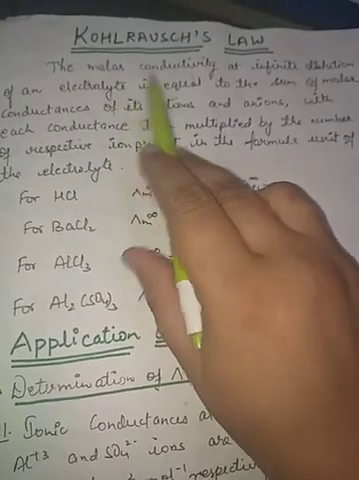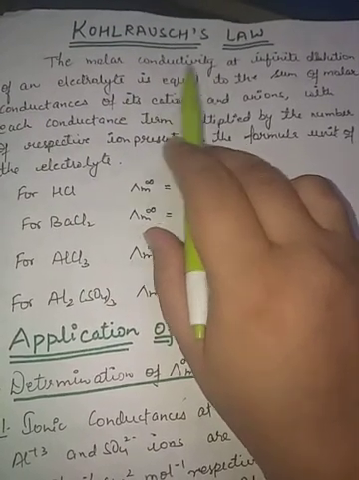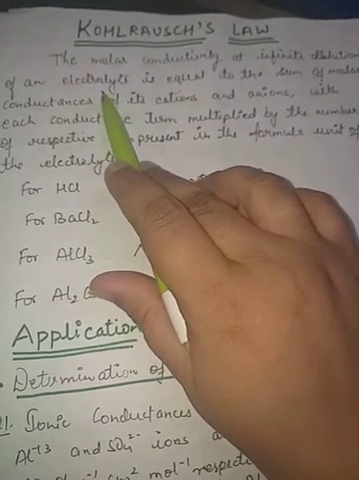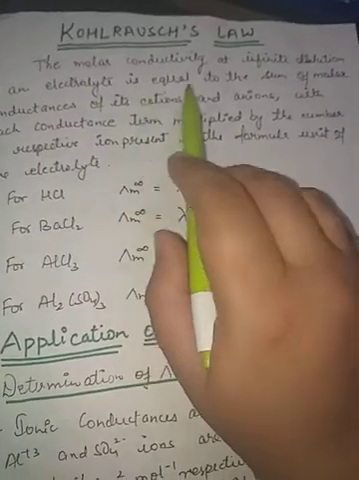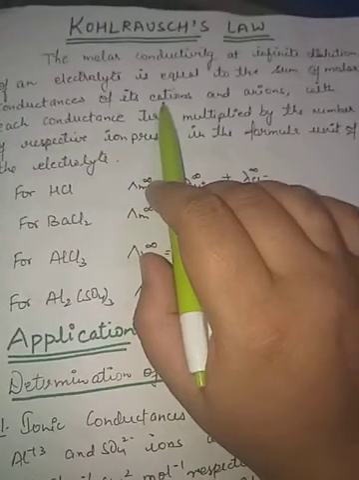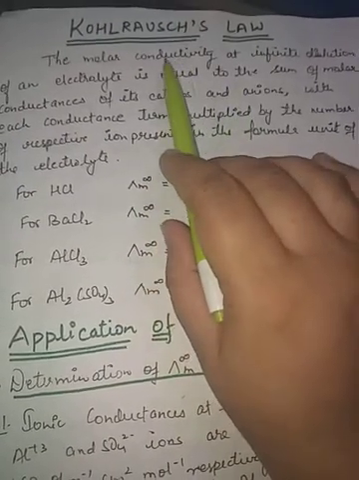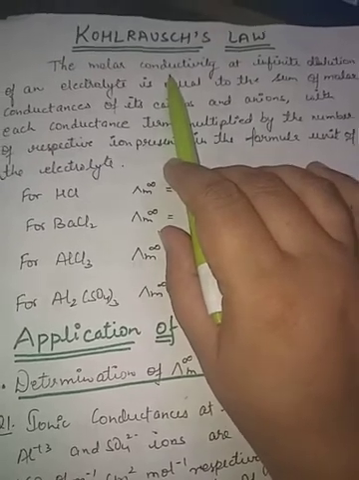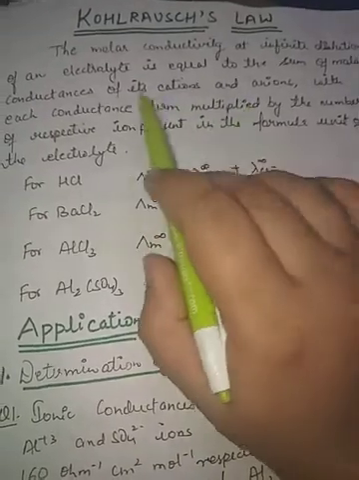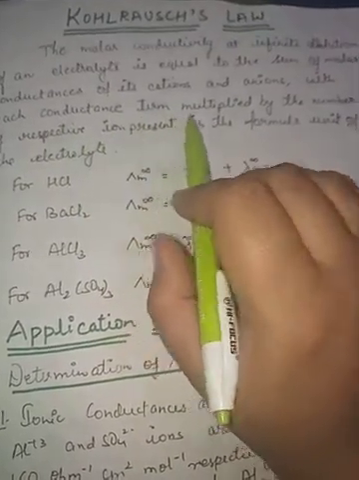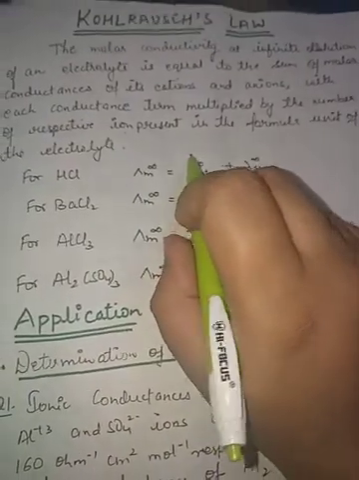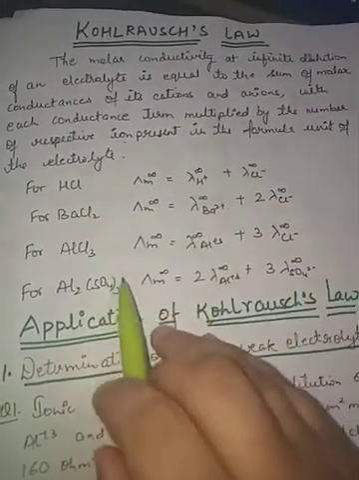The molar conductivity at infinite dilution for an electrolyte, here he talked about any of the electrolytes whether strong or weak, is equal to the sum of the molar conductances of its cations and anions. Obviously, if we are talking about molar conductivity, it means the substance can easily dissociate into its cations and anions, with each conductance term multiplied by the number of the respective ions present in the formula unit of the electrolyte. This I'll tell here.